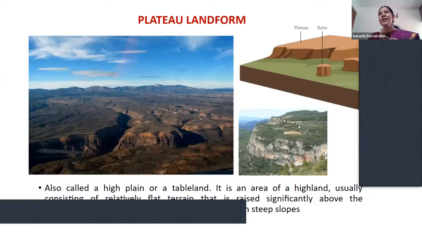You can tell them the low plateau is very good for farming, whereas the high plateau is only good for grazing. Cattle and other animals can graze there, but we cannot cultivate. It is not suitable for cultivation. So only the low plateau region is good for farming. This also you can tell them.